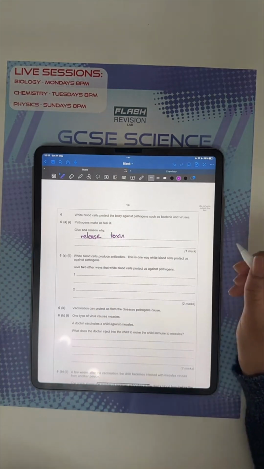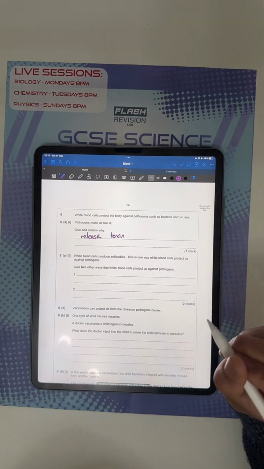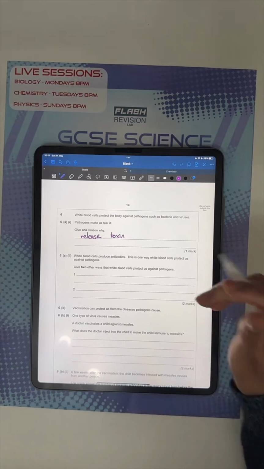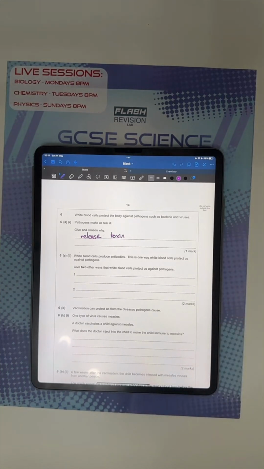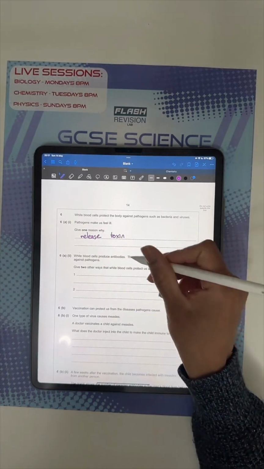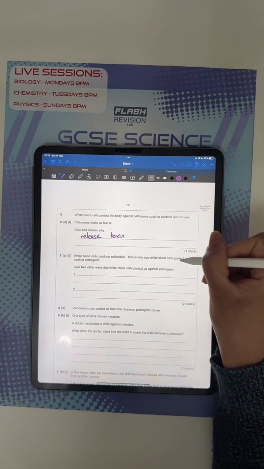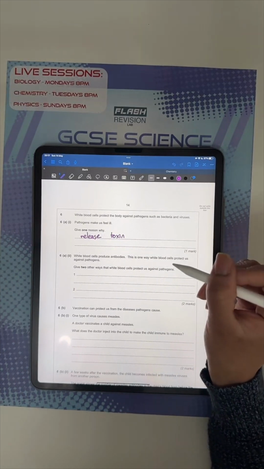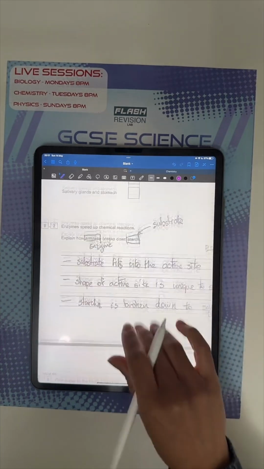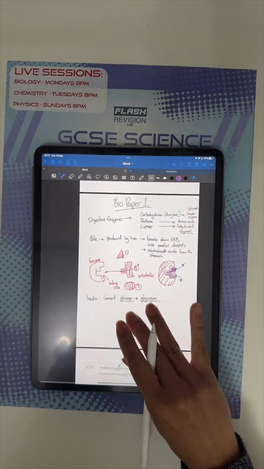These are higher questions, but some of it might be relevant to foundation. So you can say release toxins. You can also say they damage cells. Yeah, that's fine as well. Or kill cells. That's okay as well. White blood cells produce antibodies. This is one way white blood cells protect us against pathogens. 2 other ways. There's 3 ways that white blood cells protect us. Do you guys remember what they are?